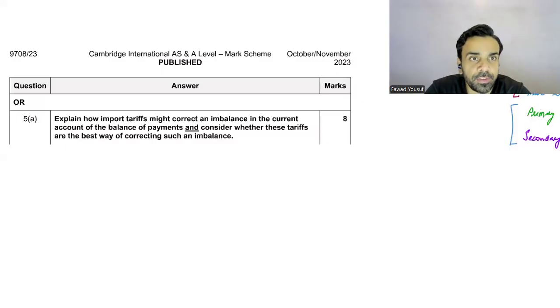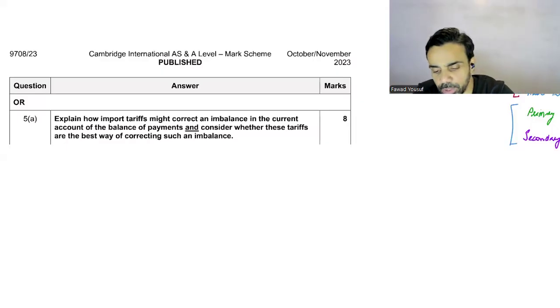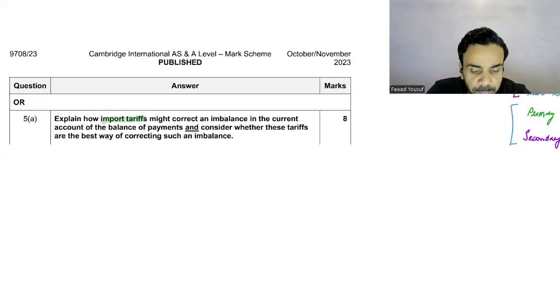So, November 23, variant 23, the question says explain how import tariffs might correct an imbalance. Okay, it's open-ended. They've just mentioned imbalance, not a surplus, not a deficit in the current account of the balance of payment, and consider whether these tariffs are the best way of correcting such an imbalance.